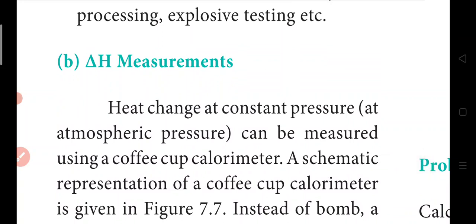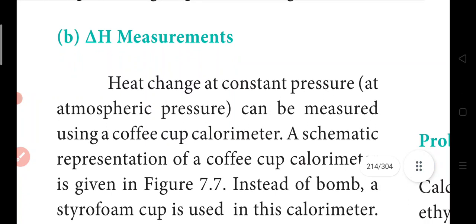Next, moving on to delta H measurements. Now we saw delta U. Okay, now we are going to see delta H. So this is what we are going to do, which is again a calorimeter, but this is very simple. We can do it in the laboratory itself. So heat change at constant pressure, that is at atmospheric pressure itself, we can measure using a coffee cup calorimeter.